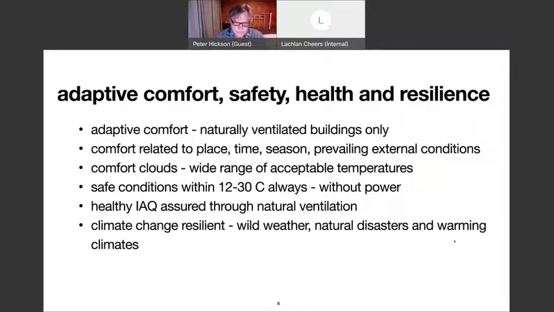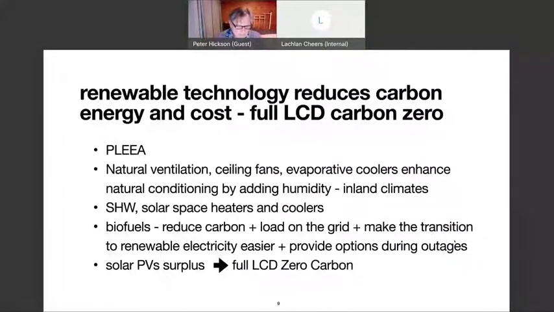Well-designed buildings should be climate change resilient, maintaining comfort, health and safety in likely weather events, natural disasters without power into the future, given our generally warming climates. Renewable technologies like passive low energy earth architecture keeps embodied and operational energy as low as possible. Ceiling fans, mass-linked natural ventilation, evaporative coolers, solar space heating, cooling, and solar hot water systems keep operational energy as low as possible.